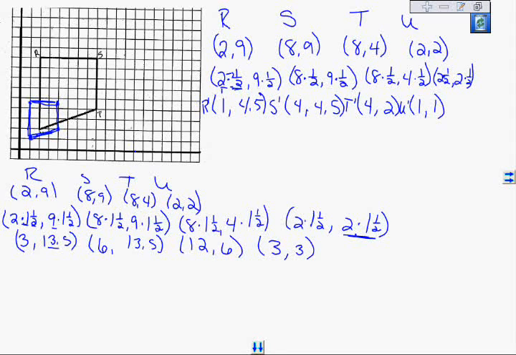Plot your points. Over 3, up 13.5. Now go over 12 and up to 13.5. Oh, wait a second. I made the same mistake here. This is 12. So over 12, up 13.5. I knew there was a mistake because it's an enlargement. Over 12, up 6. Over 3, up 3.